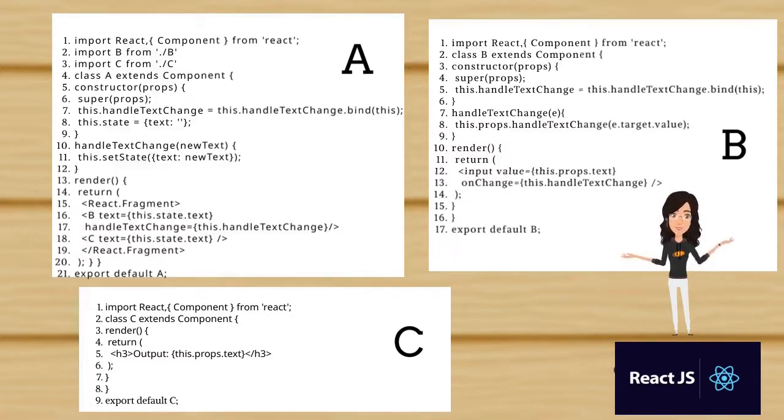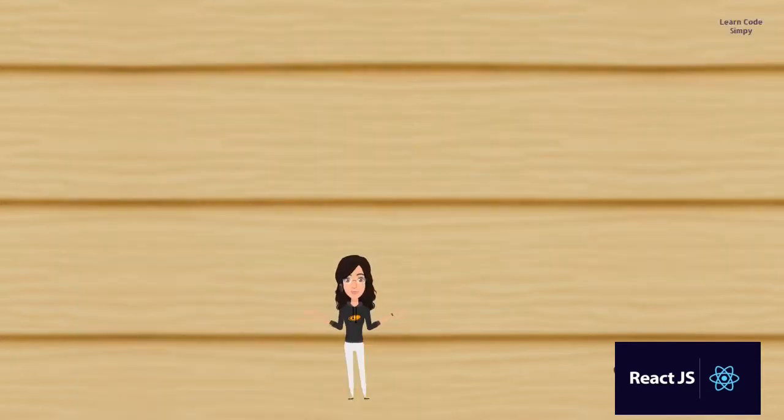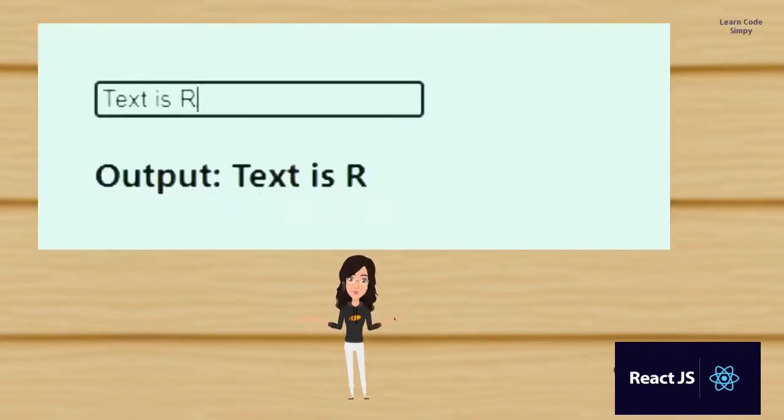So this.props.text, whatever text I enter, will be displayed after this. Now component C can access the text in component B through component A. You can see the output on the screen.